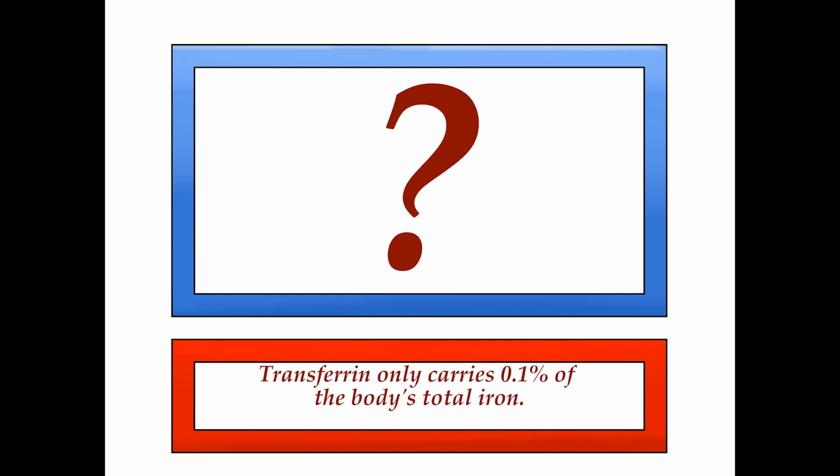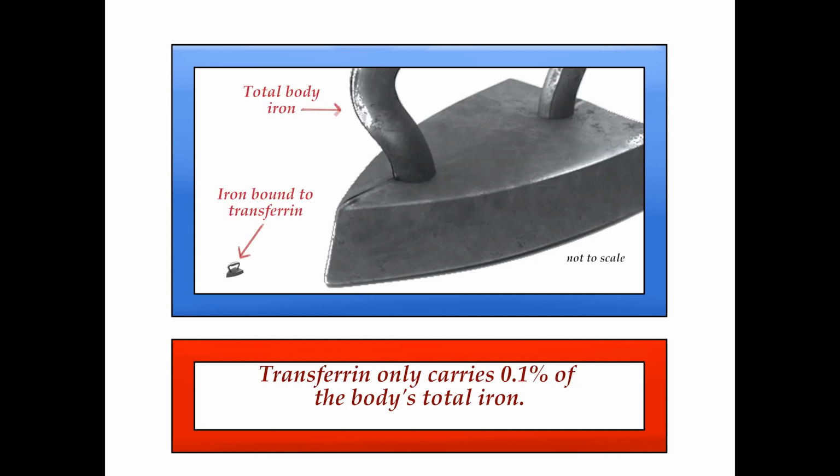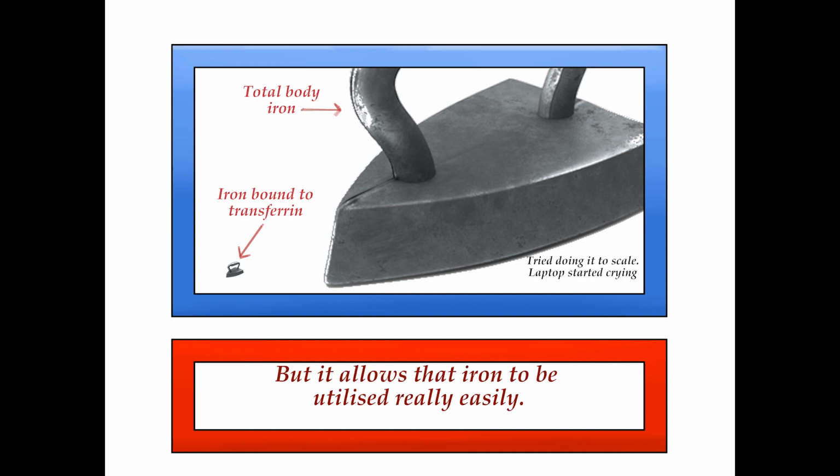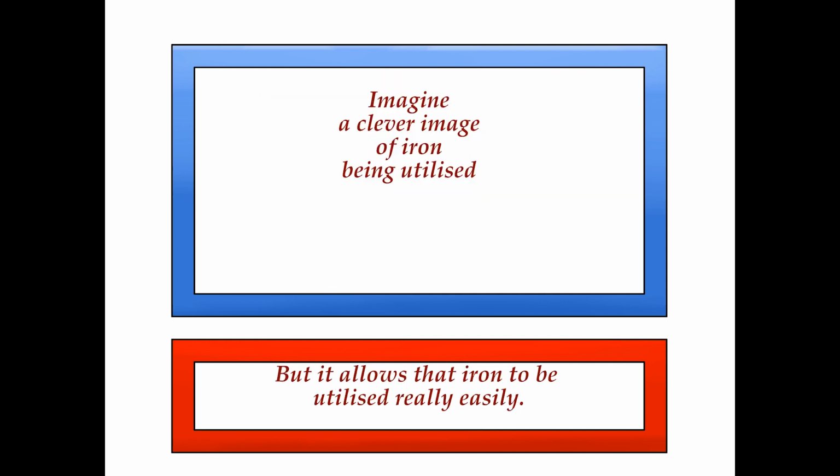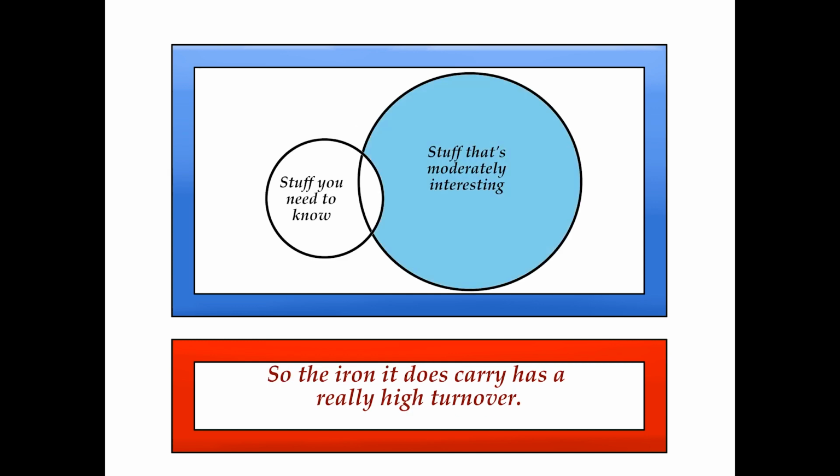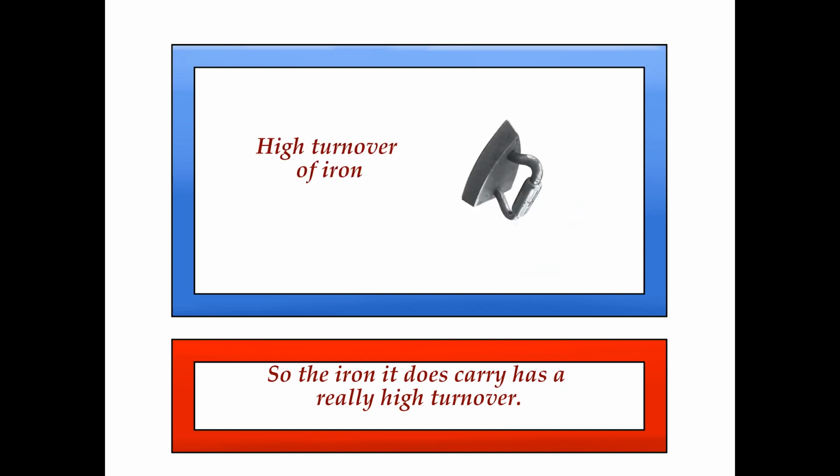Transferrin carries less than 0.1% of the body's iron. It's about 4 milligrams. But it allows iron to be used really easily, so it carries it from one place to the other, so it can be utilised. And actually, it picks up and releases about 25 milligrams of iron every 24 hours, what's called a high turnover.